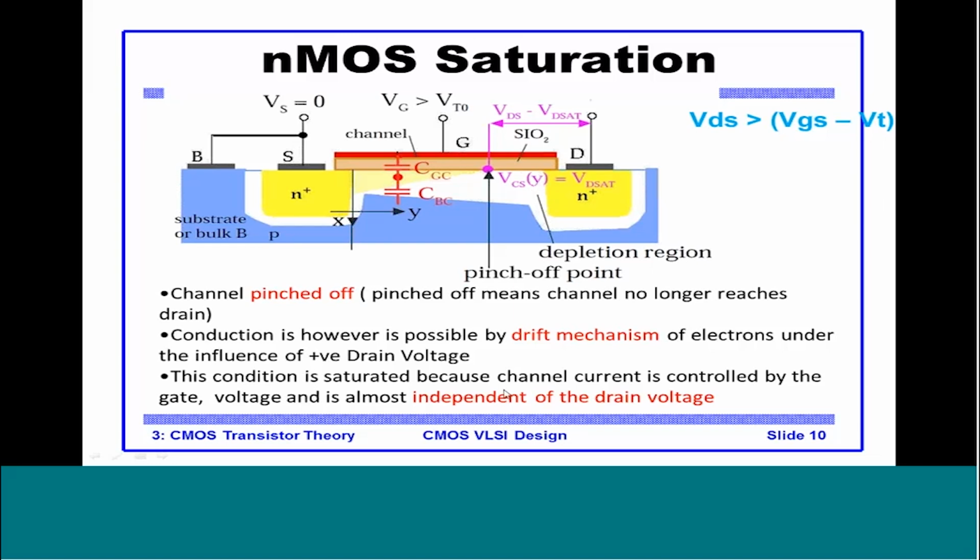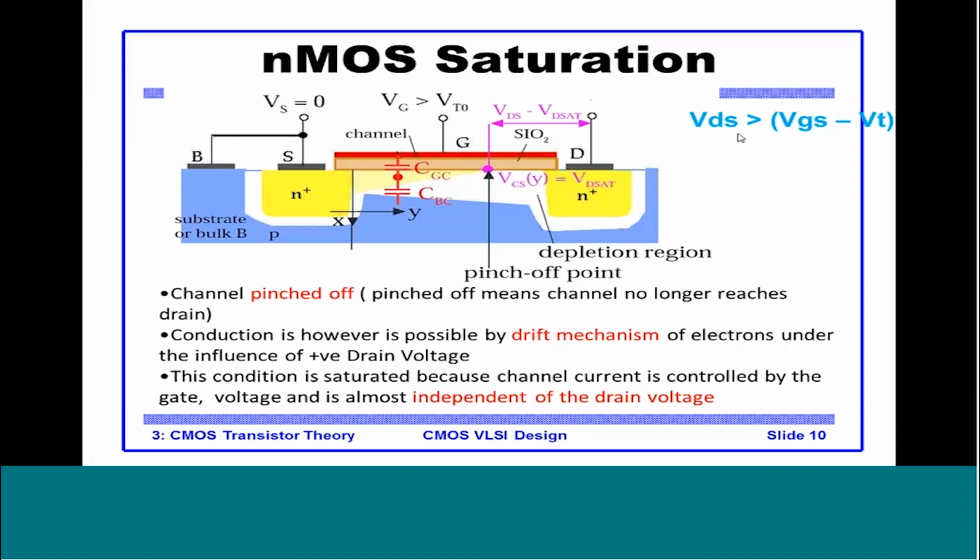So the conduction still takes place, but the current here is almost independent of the drain voltage. So even a slightly higher voltage on the drain over and above VD sat will not affect the drain current by a big amount. For now, let's assume that the drain current would remain constant in the saturation condition. We'll see how this is not exactly true. This is an ideal case, but it's good to start off with the ideal case to understand the functionality better.